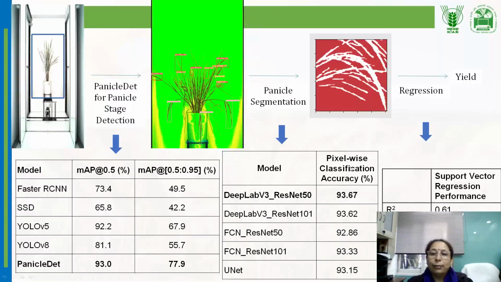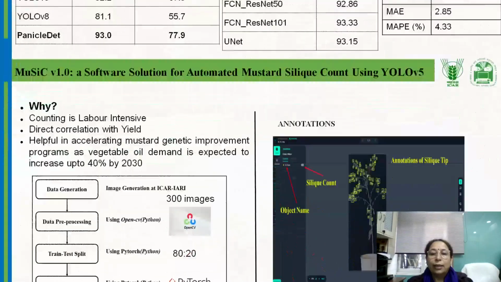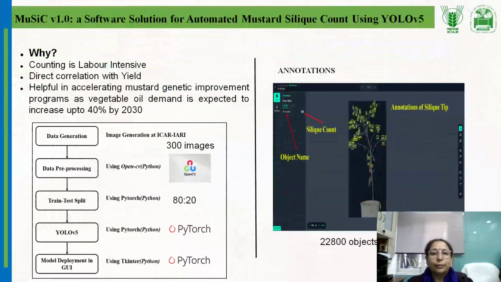And then after the panicle identification, an attempt was made for yield estimation also. With the ground truth data available, the regression analysis was carried out, and then we got a very good accuracy as far as the yield estimation is concerned.